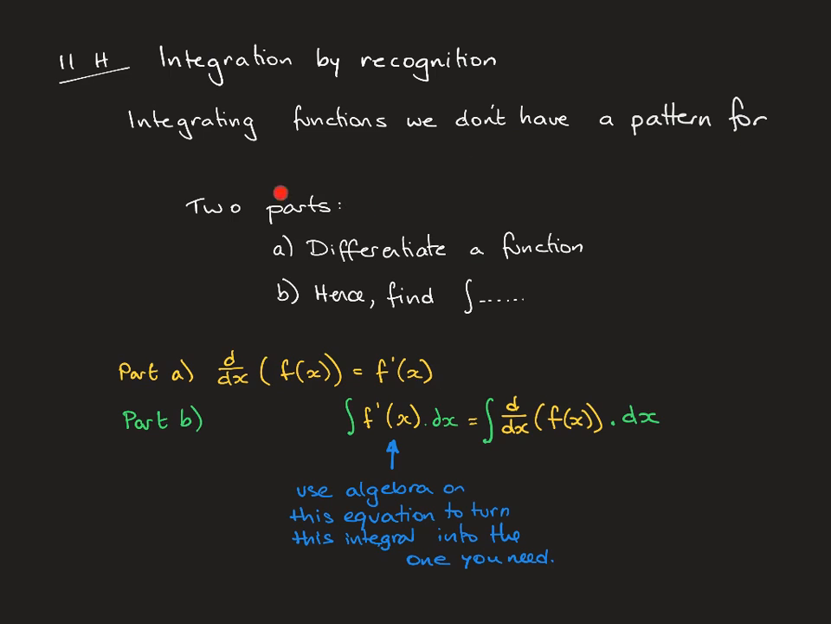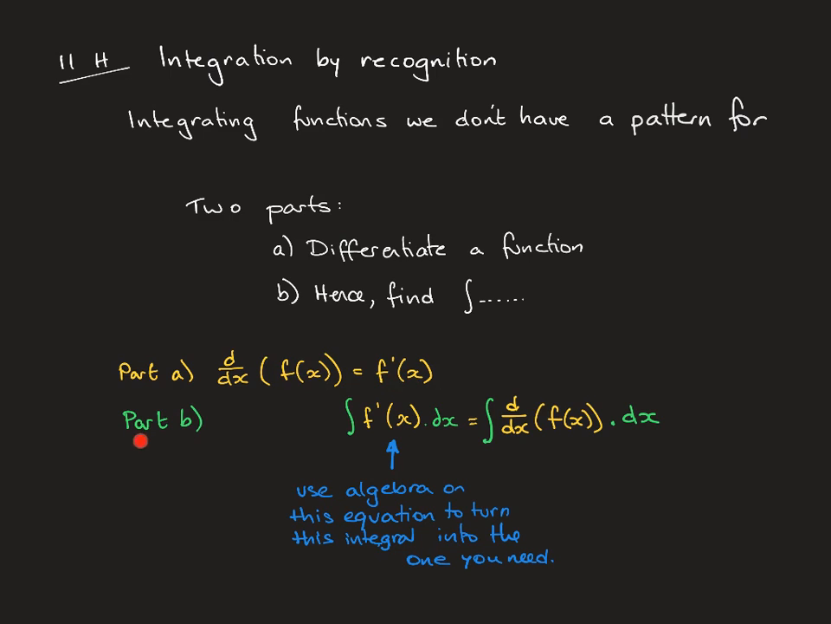And it always comes in two parts, always. The first part, you're asked to differentiate a function, and then the second part will say hence, or using your answer from part A. It implies that you've got to use your answer from here to find a particular integral. So what we actually do in part A is we find the derivative of a particular function, and that gives us f dash of x.